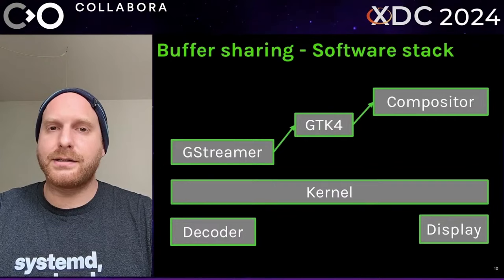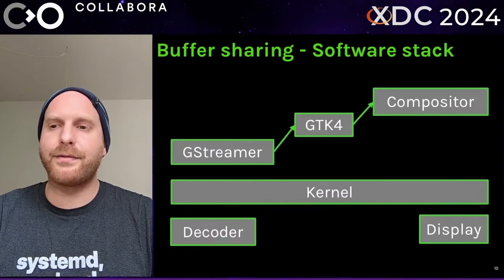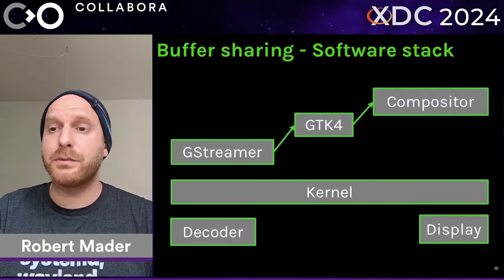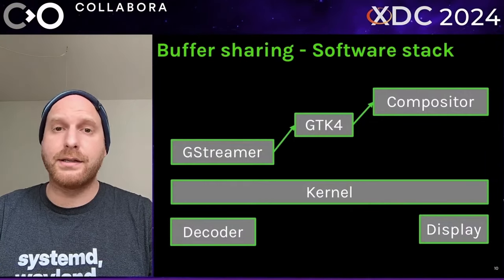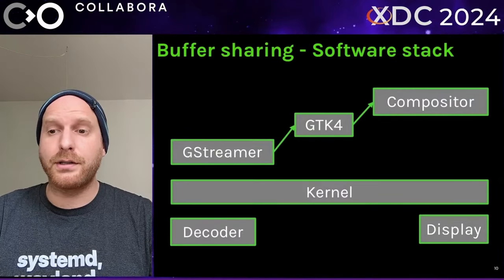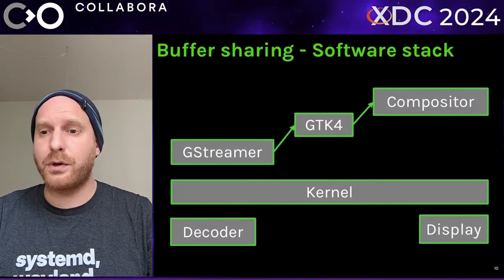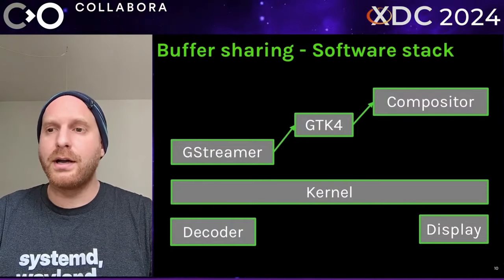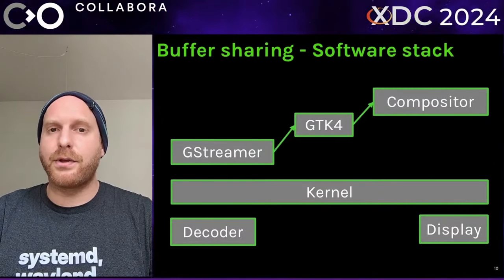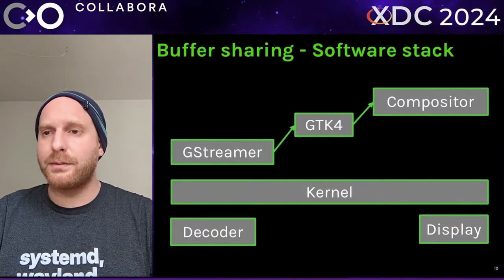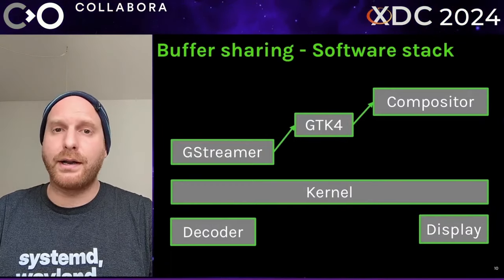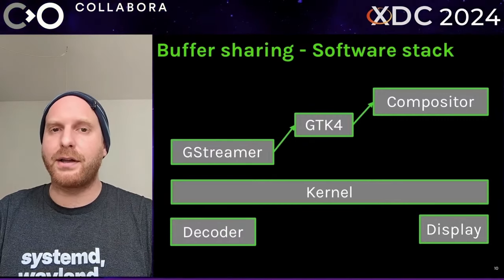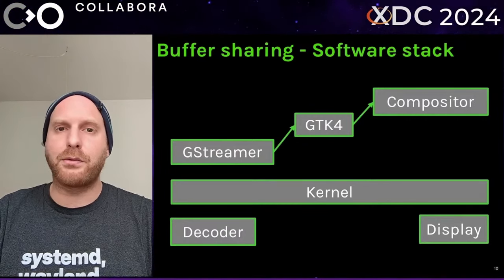And on the software side, what you usually have is some kind of multimedia framework like GStreamer, for example, which has decoder elements that talk to the kernel, which then talks to the actual hardware decoder. Then this multimedia framework needs to interact with the toolkit that you will most likely be using, for example, GTK4, and both sides need to negotiate which formats, etc. they support and need to pass through all this information.